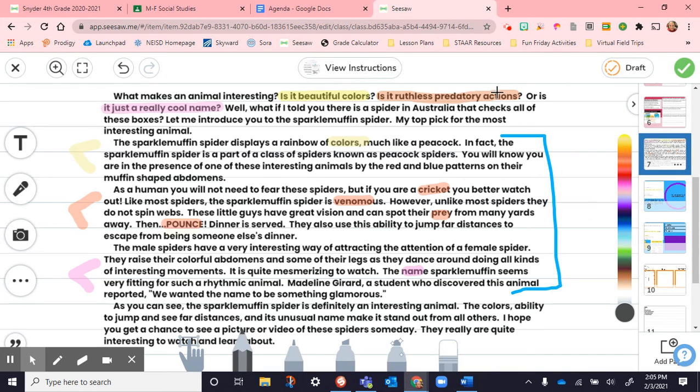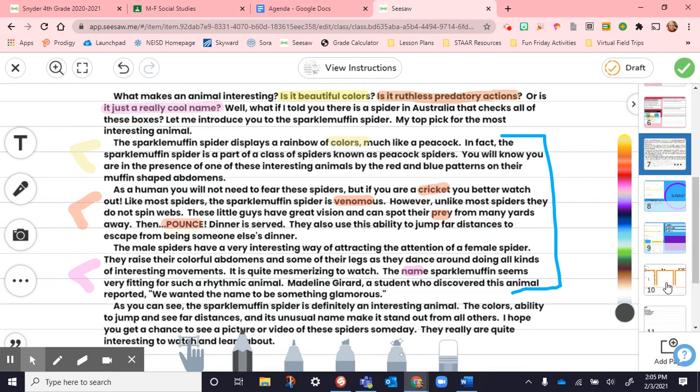This one goes with this question that I had posed at the beginning. Is it ruthless predatory actions? So here I talk about how it hunts. I say, as a human, you will not need to fear these spiders, but if you are a cricket, you better watch out. Like most spiders, the sparkle muffin spider is venomous. However, unlike most spiders, they do not spin webs. These little guys have great vision and can spot their prey from many yards away, then pounce. Dinner is served. They also use this ability to jump far distances to escape from being someone else's dinner.